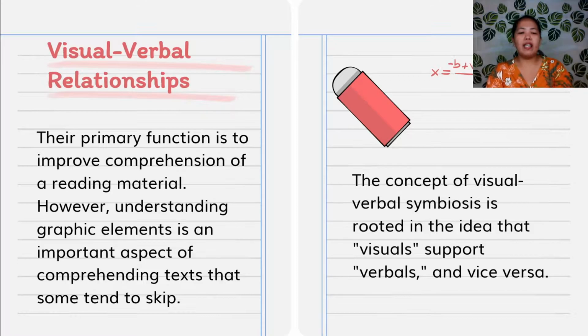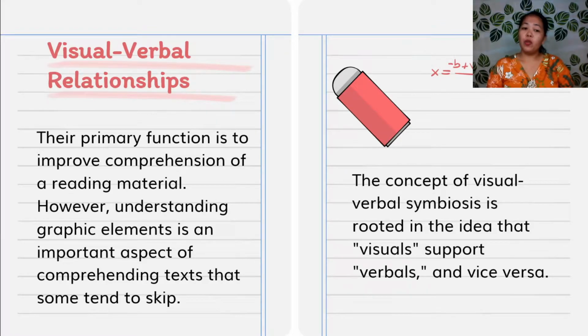However, understanding graphic elements is an important aspect of comprehending text that some tend to skip. The concept of visual-verbal symbiosis is rooted in the idea that visuals support verbals and vice versa. Dwyer, 1988, found a symbiotic relationship between visual and verbal literacies when the two are combined to facilitate student achievement.